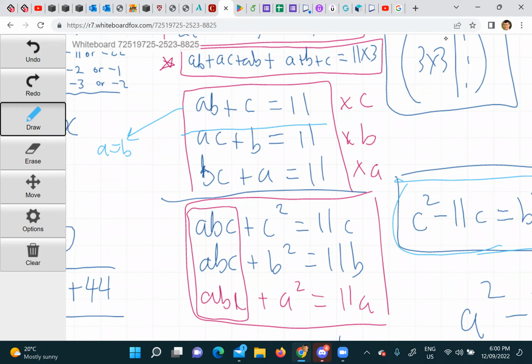So if there's some other two things that are equal, then you can still assume A equals B after cycling.